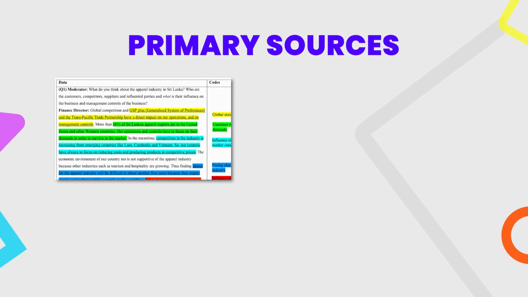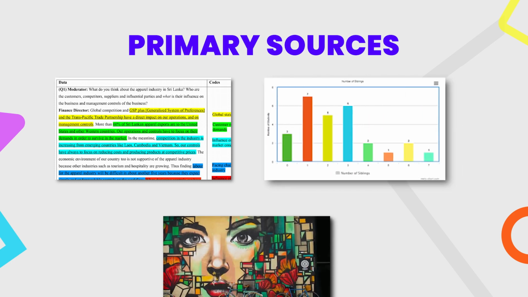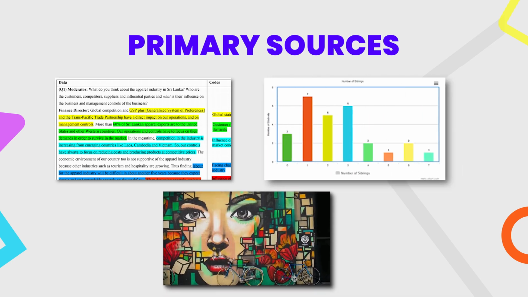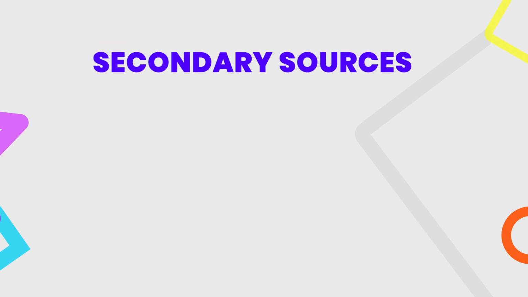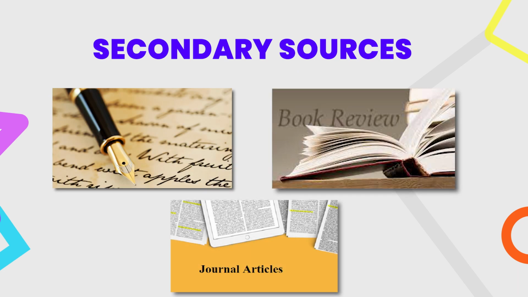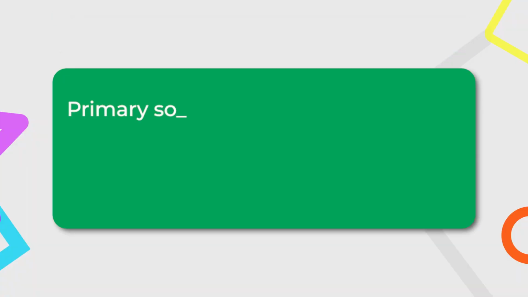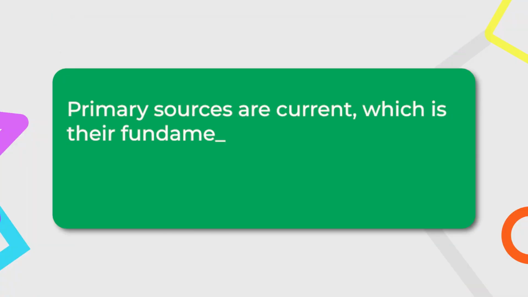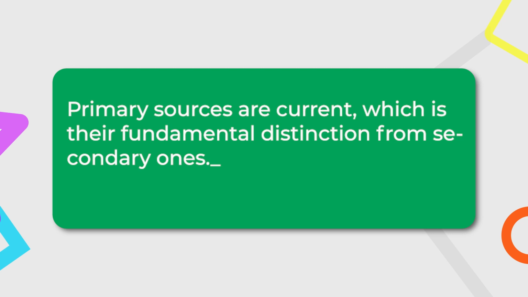Transcripts from interviews, numerical data, and artistic creations are a few examples. Secondary sources provide data and analysis that other academics have used before, such as scholarly writings, book reviews, and journal articles. A secondary source of information might develop into a primary source depending on the topic of your inquiry. Primary sources are current, which is their fundamental distinction from secondary ones.